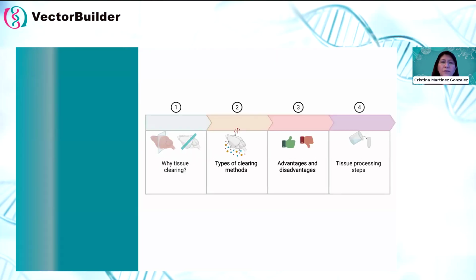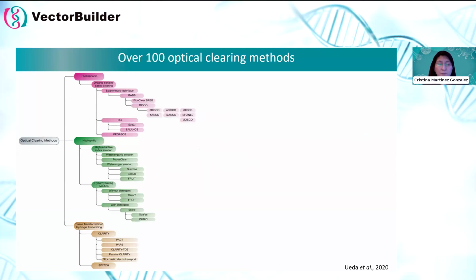So, moving towards tissue clearing methods and each one's advantages and disadvantages. Last time we looked, about a year ago, I checked the literature in a review. There are at least 100 optical clearing methods out there in the literature. This is a review by Ueda et al., and it divides the optical clearing methods into three large families: hydrophobic methods, hydrophilic methods, and tissue transformative or hydrogel embedding methods.